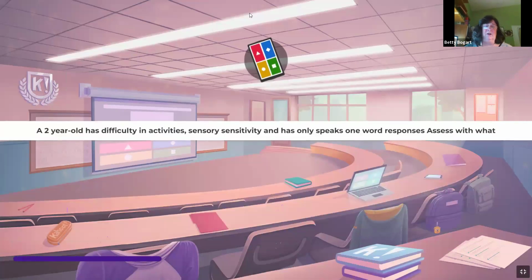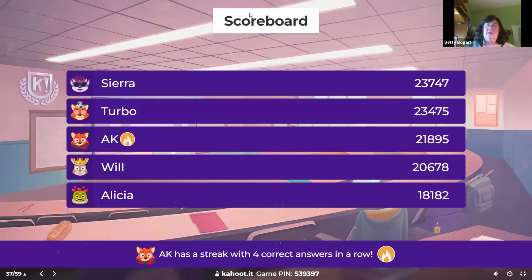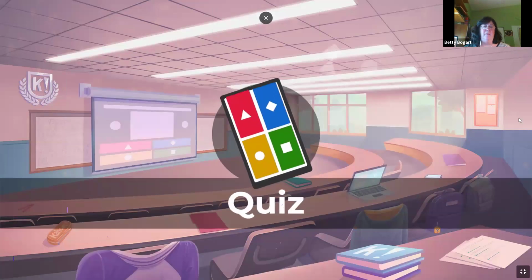A 2-year-old has difficulties in activity, sensory sensitivity, and only speaks one-word responses. How are you going to assess what's going on with that child? It's something you haven't really gone over yet, but it's something we have to remember as toddlers. We have all sorts of children in the toddler area. What we're going to do is the autism check on that child, because that is not normal at that point, all of those sensitivities, etc.